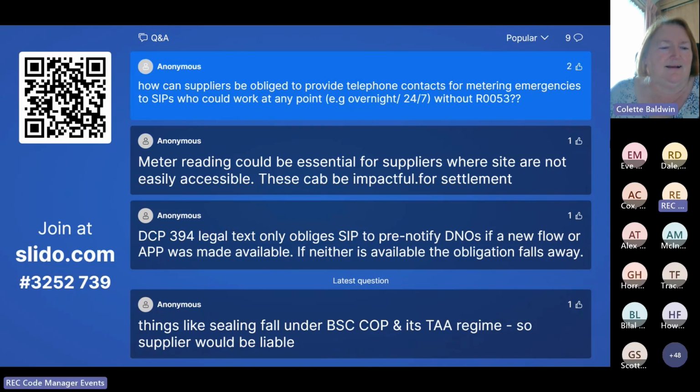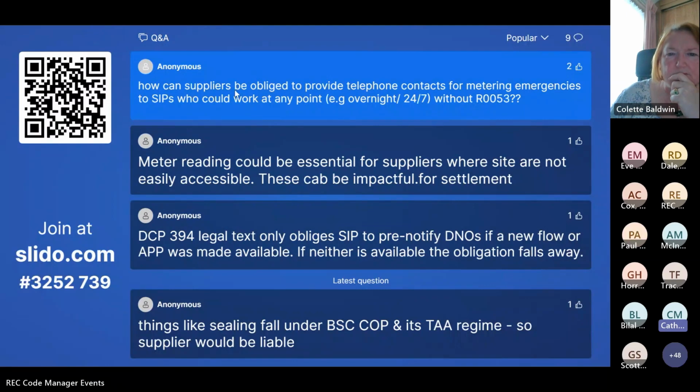Yep, me too. Bear with me a minute, I can't remember them all. Emergency contact telephone numbers for DNOs and suppliers and MEMS. I don't think that one's finished yet, is it? Has that change been completed? No, it's not been completed yet. There's a working group later this week on it. Okay, so in question related to what's in our scope of R53, I can't speak to that. How can suppliers be able to provide a telephone contact for metering emergencies to SIPs who could work at any point? I'm not sure that that change requires you to provide an emergency contact number for a SIP.